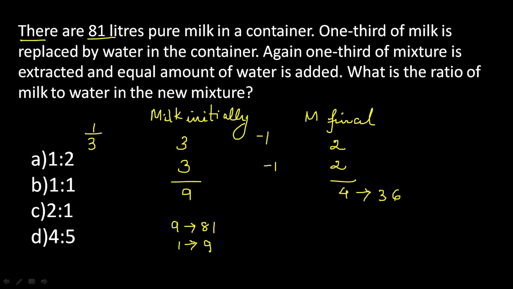So now we have to find the ratio of milk and water. Okay, finally how much milk is there, 36 is there, out of a total of 81. In this 36 is milk, so water is nothing but 81 minus 36 is 45, so 45. When we cancel it, what we will be getting is 4:5.